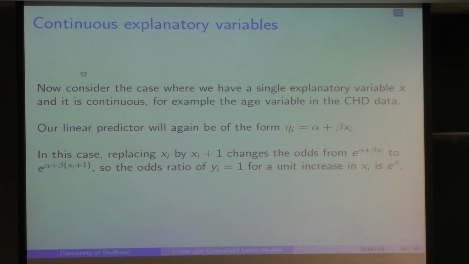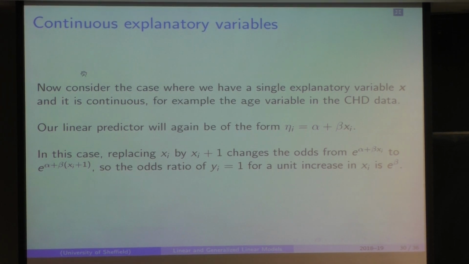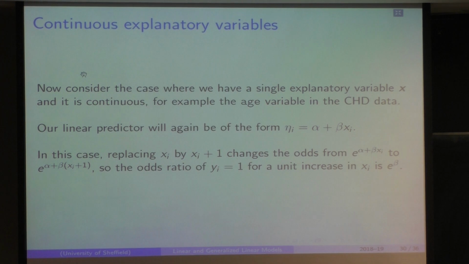And if we get that, what are we going to get? We're going to get e to the beta, because the alpha and the beta xi terms will cancel, so we just get e to the beta as our odds ratio for getting coronary heart disease, given that somebody is 1 year older.